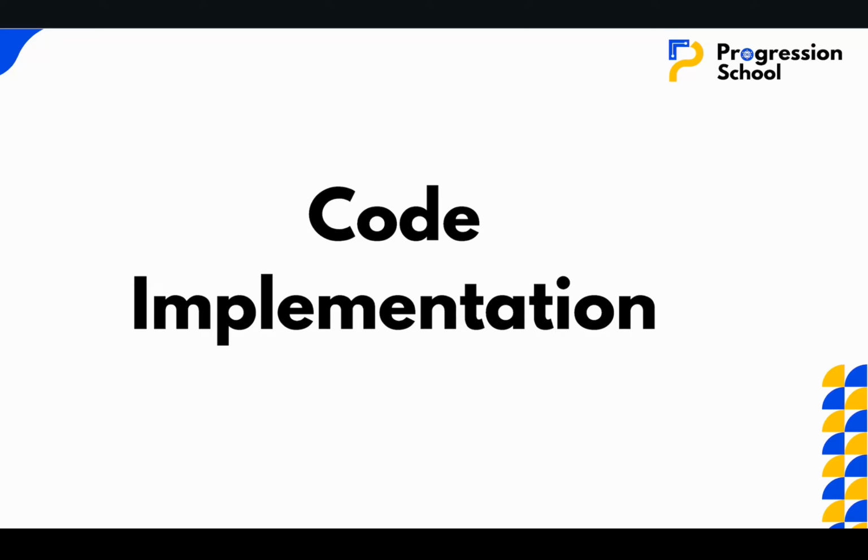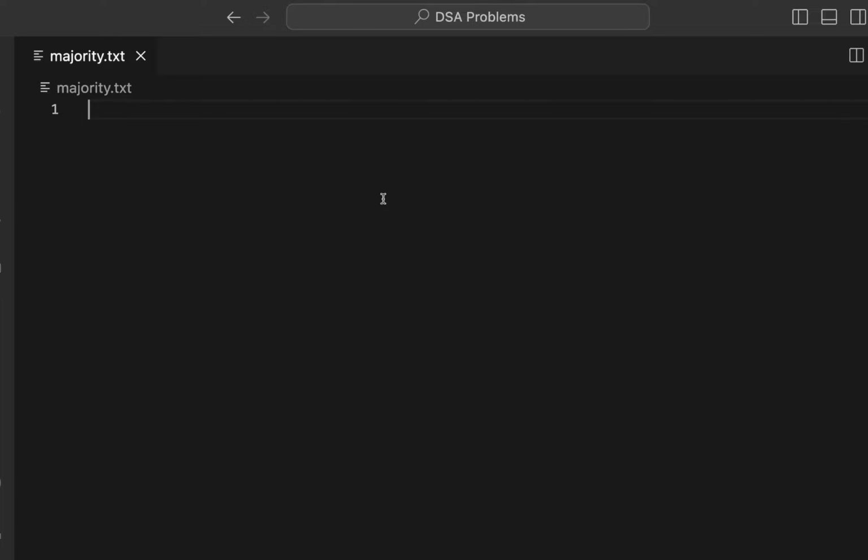In this video, we will see code implementation. Now let's quickly check out how we can solve this question. So basically the code implementation of majority element. Let's check out the first brute force approach. We discussed approach one, brute force.